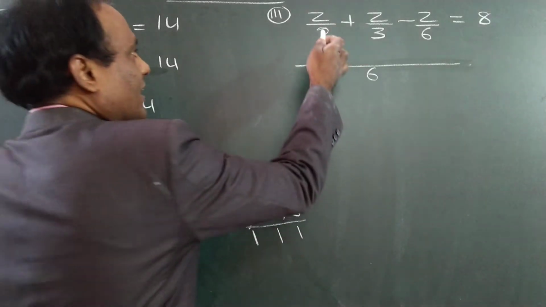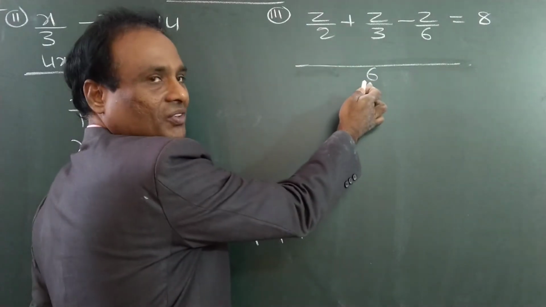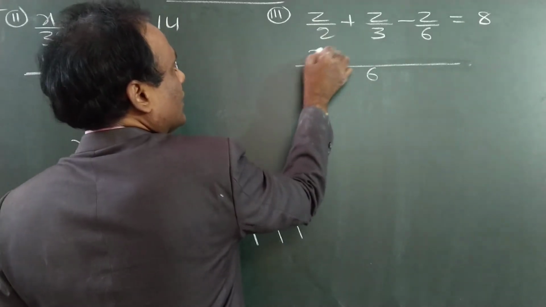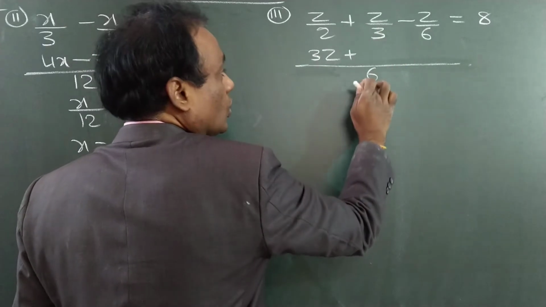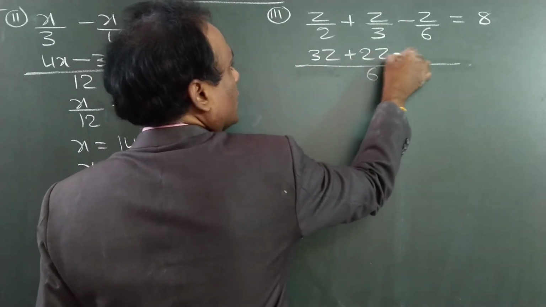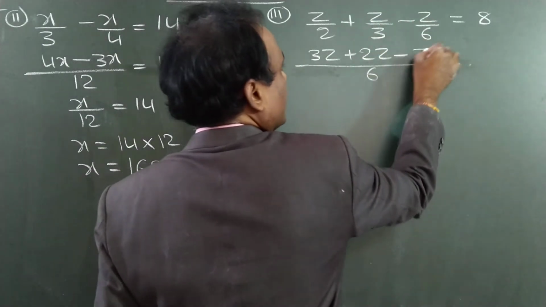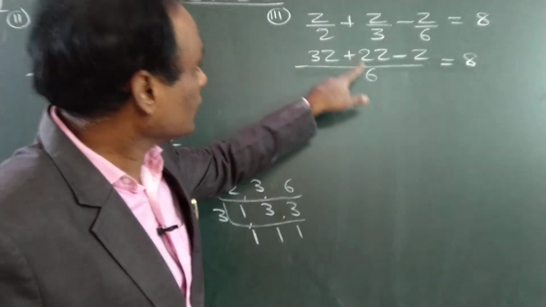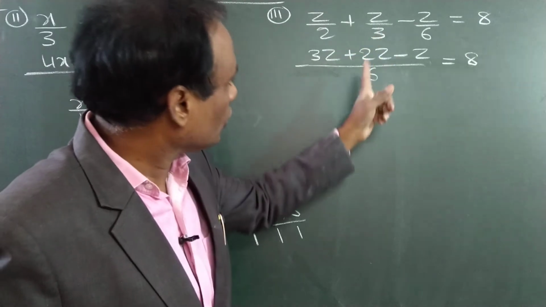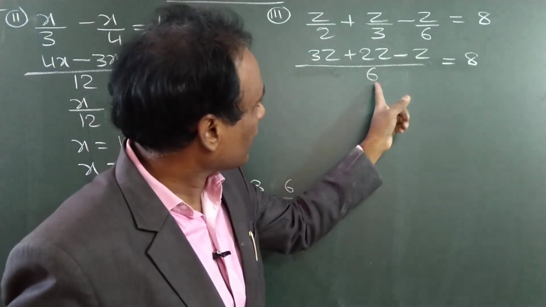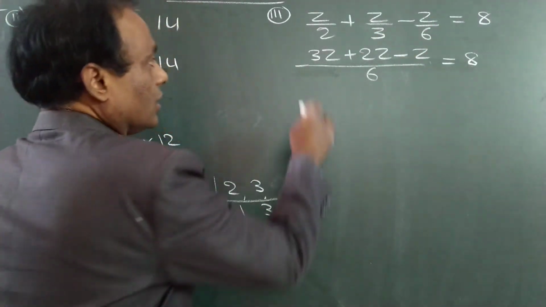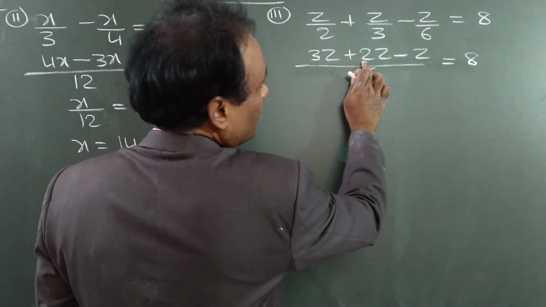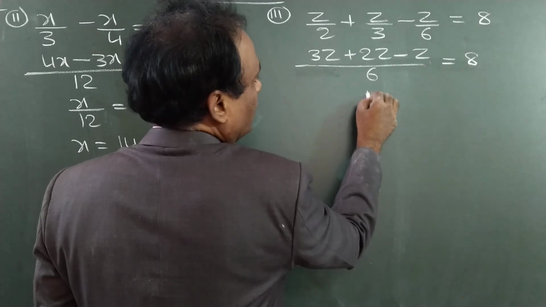6, how many? See here. 2 3s are 6. 2 3 times is 3 into z, 3z. 3 2 times is 2z. 6 1 time is 1z. See here: 3z plus 2z, 3 plus 2 is 5, 5z minus 1z is 4z.